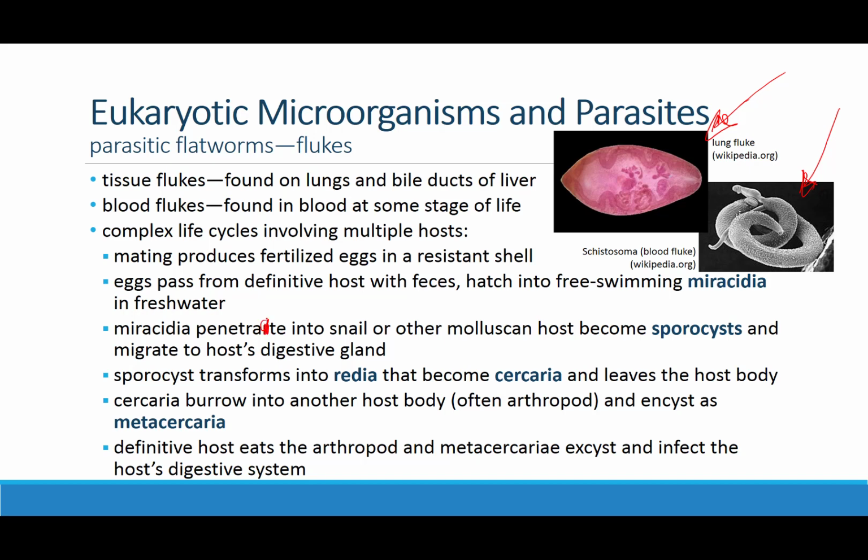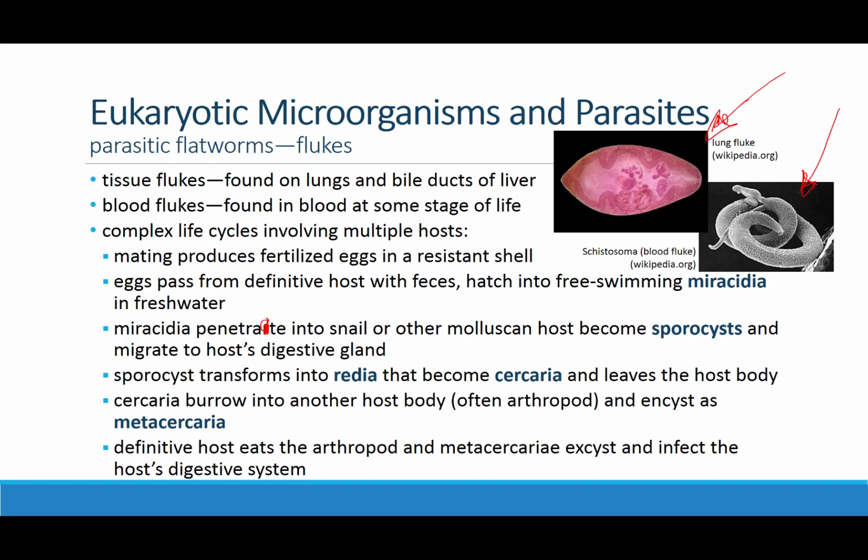The miracidia then can penetrate into the tissues of a snail or some other mollusk host, and as they penetrate, they migrate to the host's digestive glands and produce these sporocysts in the host's digestive gland. Over time, as they mature and develop, the sporocyst transforms into something called a redia, and then on into something called a cercaria that leaves the host body and burrows into another host body.